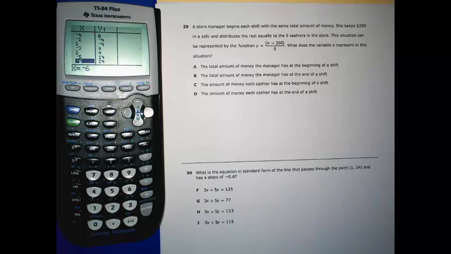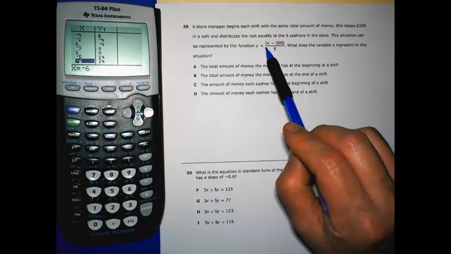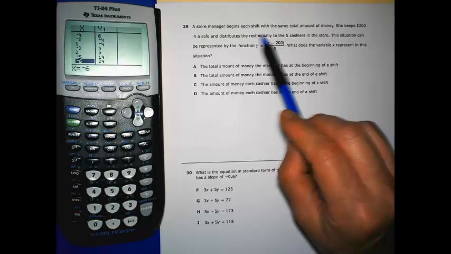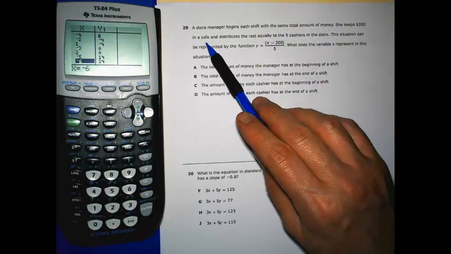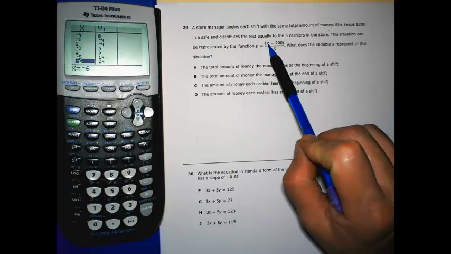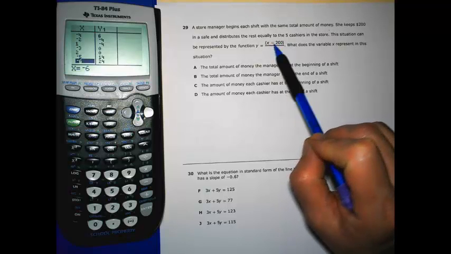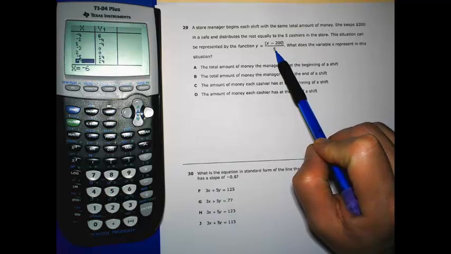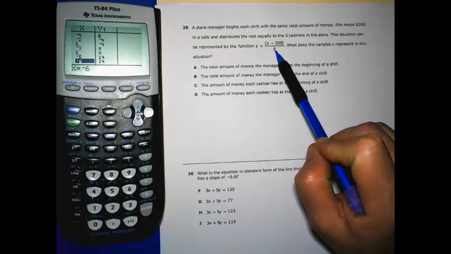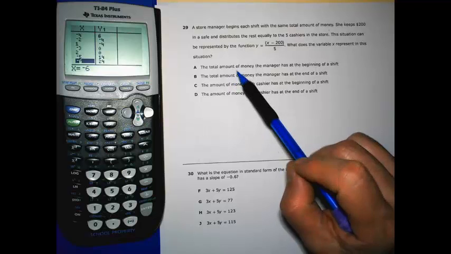Okay, so basically the problem is saying that a store manager begins each shift with the same total amount of money. She keeps $200 in the safe. So basically she starts out with some money, takes $200 and puts it in the safe, and then whatever is left she divides among 5 cashiers in the store. Alright, so that's the basic understanding we have of this equation. Now let's see the interpretation according to the multiple choice.